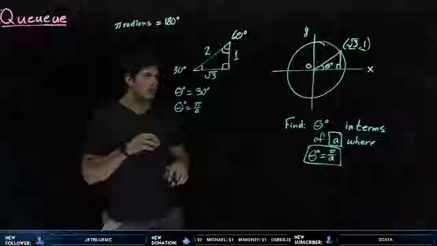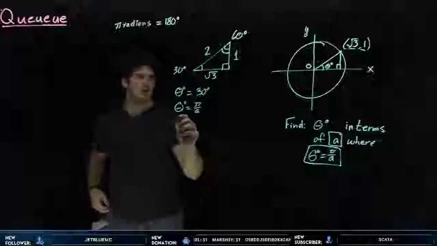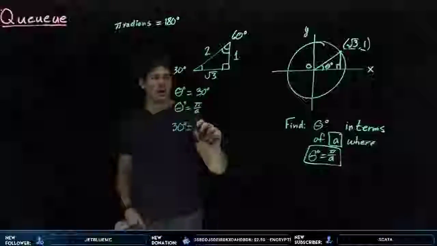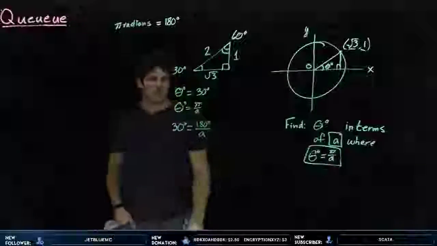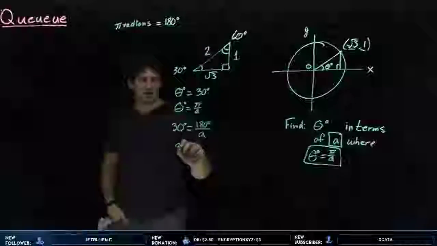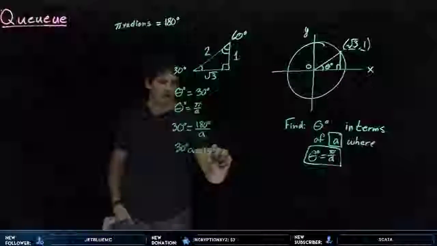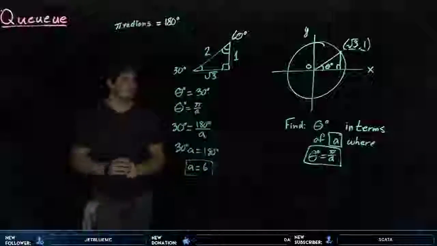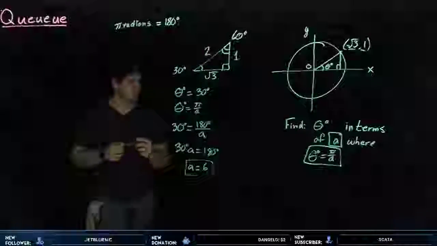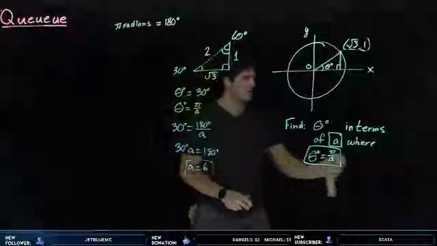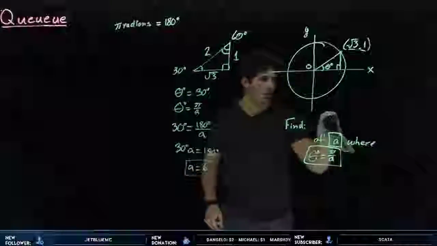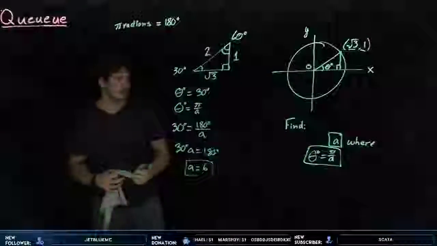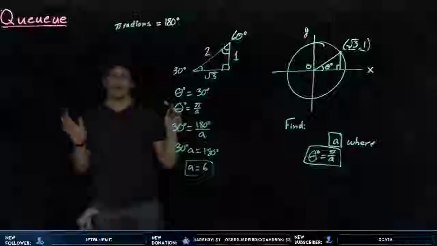Great. So, I now have 30 degrees equals pi radians, but I'm going to convert that. I have 180 degrees over A, which means 30 degrees times A equals 180, or A equals 6. And that is your answer. All right, we're finding A, actually. So let me erase this. There we go. So we're finding A, where theta is pi over A. There we are. If there are any questions on this, let me know.